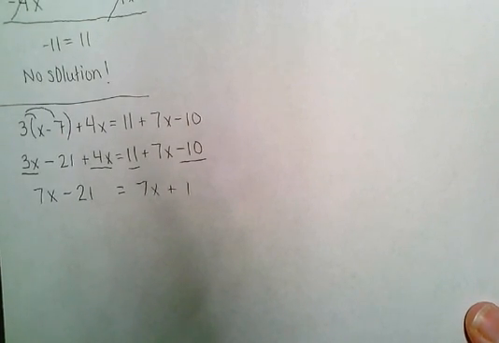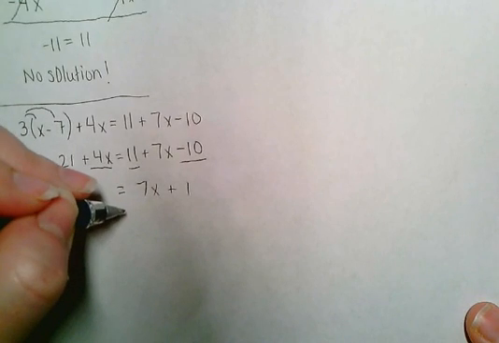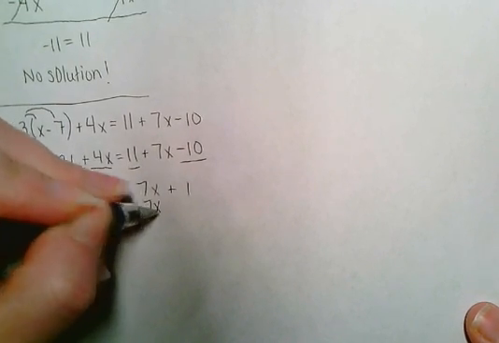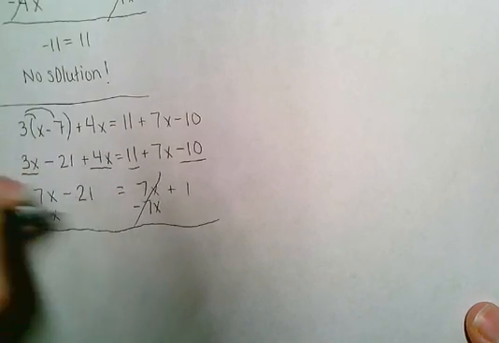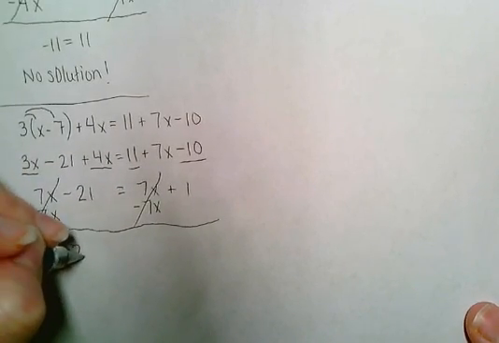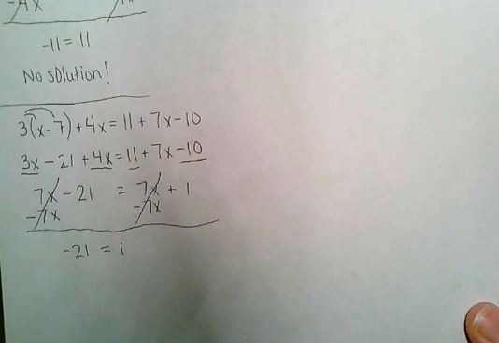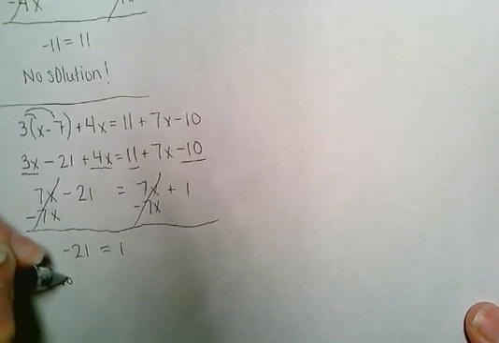Now, if I try to get the x's on one side, if I subtract, let's say I want to get this x and move it over, and I subtract 7x from here and here, it cancels out. And I'm left with negative 21 equals 1. This is another untrue equation. This is not true. That means there's no solution.